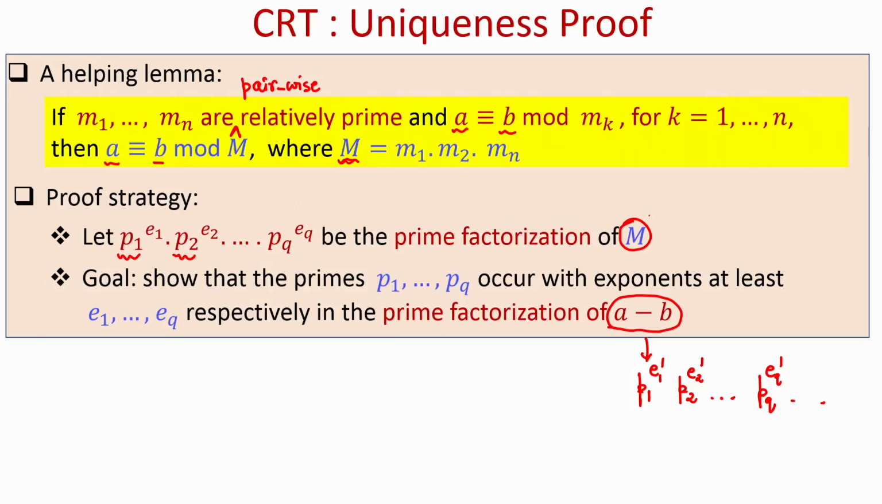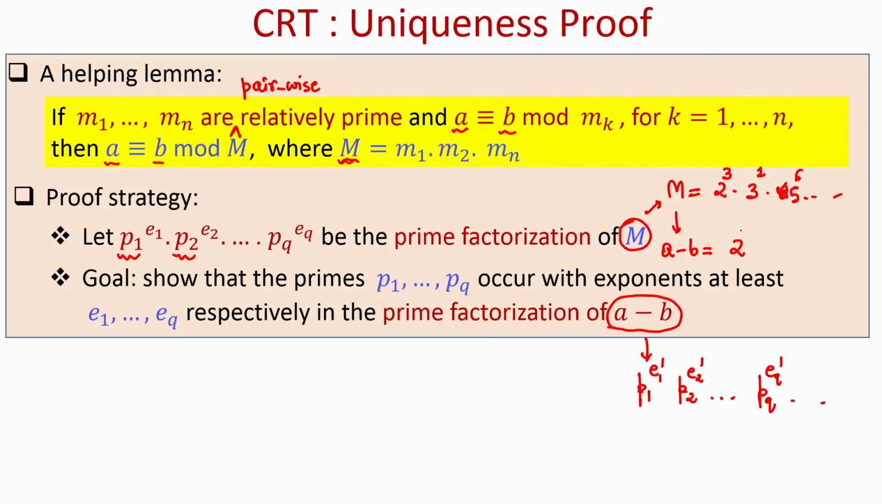So, what I am trying to say here is the following. Say for instance, if my m was 2 to the power 3, 3 to the power 1, 4 to the power, not 4, 5 to the power 6 and so on. Suppose these were the various powers of primes which were involved in the prime power factorization of m. My goal will be to show that if I consider a minus b, then the same prime factor 2 is involved at least 3 or more than 3 times.